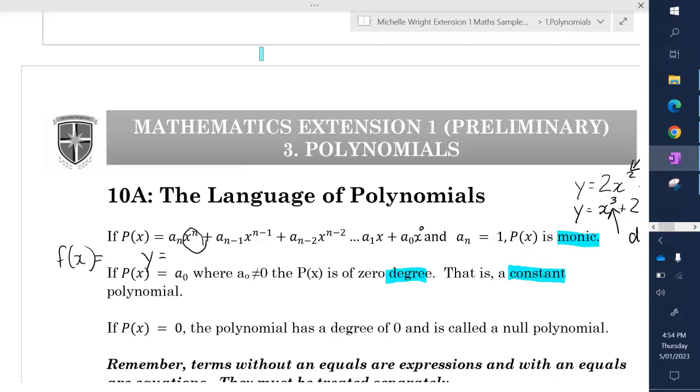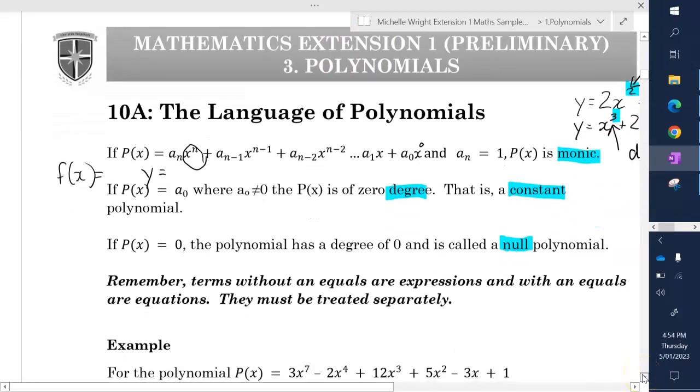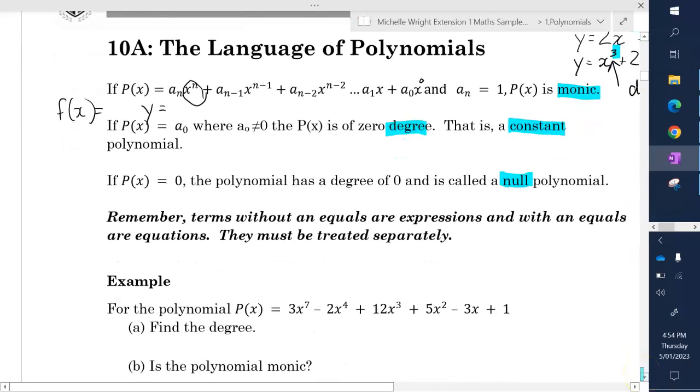Okay, so we've looked at monic. When the number out the front is a 1, it's a monic. The degree tells us the highest power of our polynomial. And if a polynomial is equal to 0, so if all of this here is equal to 0, we call it a null polynomial. So there's a few words to get the hang of there. Remember, terms without an equals are expressions, and with an equals are an equation, and need to be treated separately. That's always been the case since your early junior school, but we'll look at that as we go through.